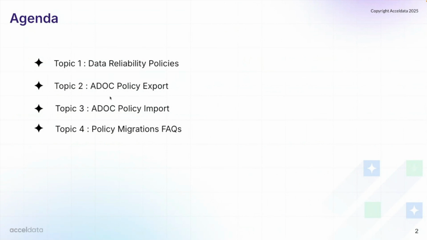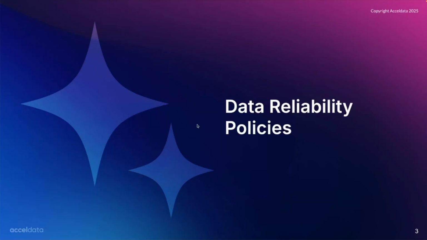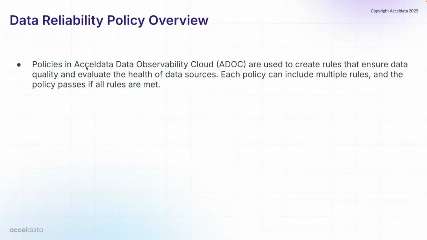The agenda of this video would be to understand the data reliability policies and how to migrate the data reliability policies that are created in one ADOC instance into another. We'll also discuss the more common FAQs and best practices as part of data quality policy migrations. So, what is a quick overview on what is a data reliability policy in Acceldata?